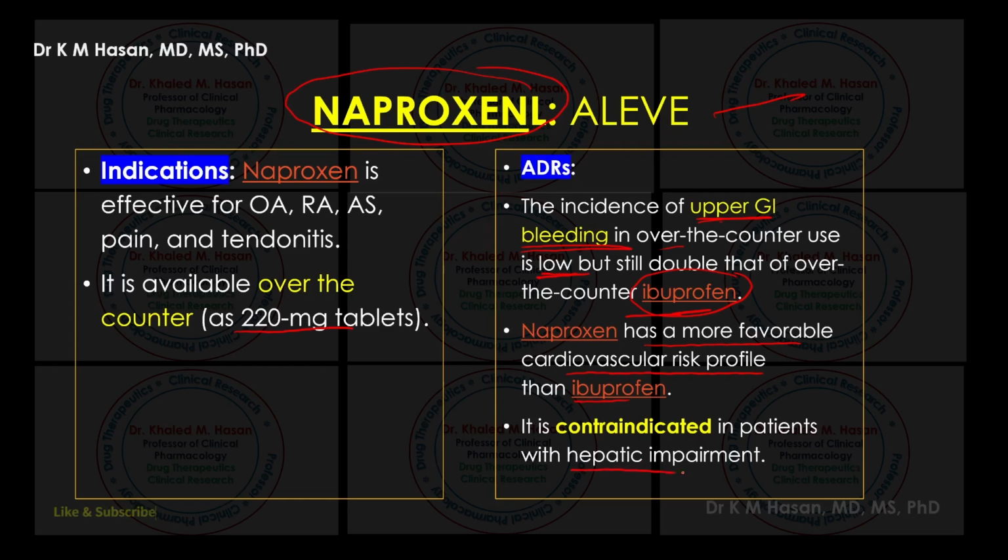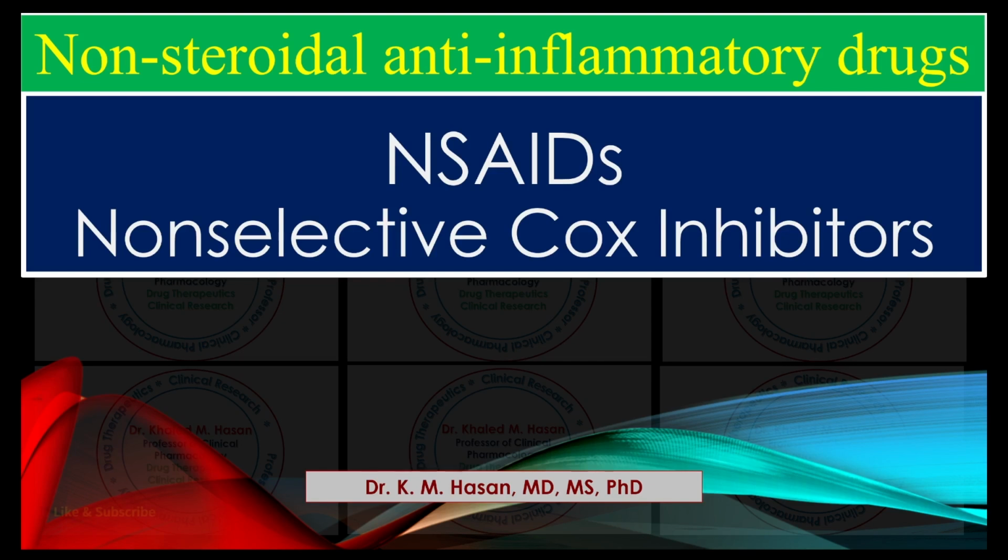Naproxen, we don't recommend using if the patient suffers from hepatic impairment. So we have some highlights here. Number one, the same indications, available over the counter, less GI bleeding compared with ibuprofen, favorable cardiovascular effect, and contraindicated if the patient suffers from hepatic impairment. Okay, so we discussed the non-selective COX inhibitors related to the NSAIDs. Our last section will focus on selective cyclooxygenase inhibitors.